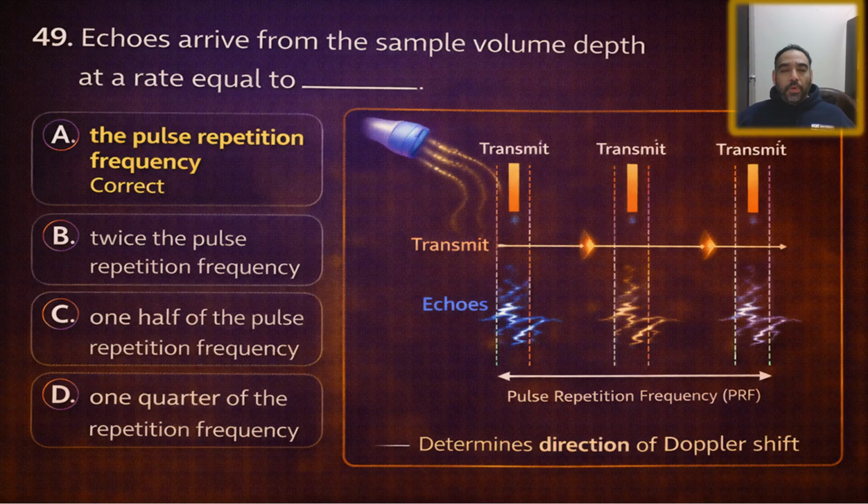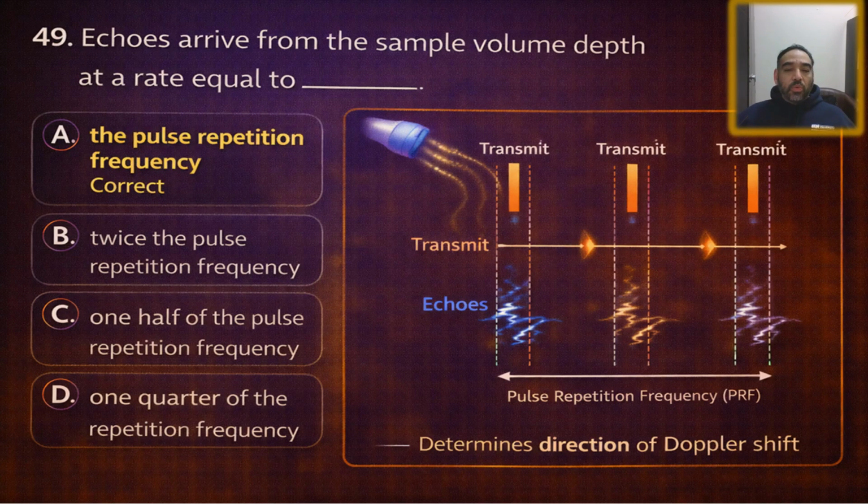And why? In pulse Doppler, the system sends out one pulse, it waits for echoes from the selected depth, remember this? Then it sends the next pulse. Each transmitted pulse can produce one returning echo from the sample volume. So if the PRF is 5 kilohertz, then echoes from that depth are received 5,000 times per second. One pulse relates to one echo set, which relates to one cycle.